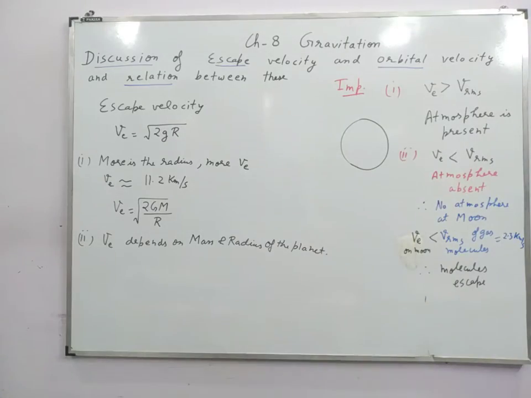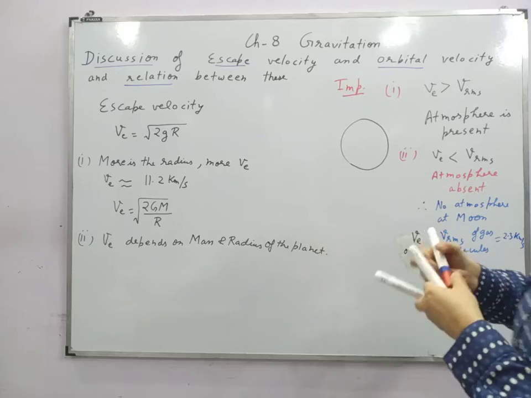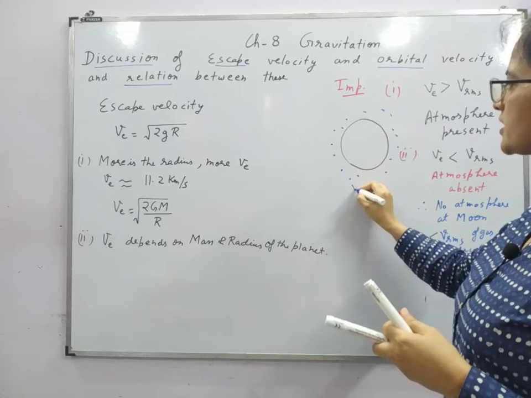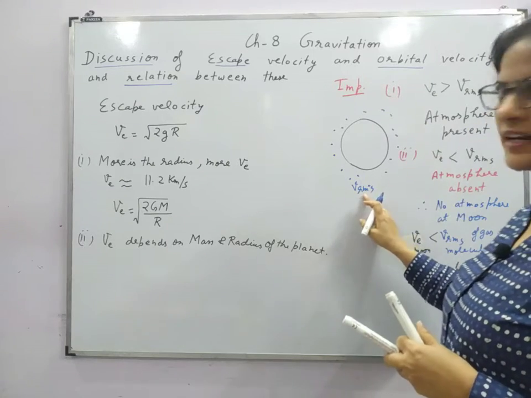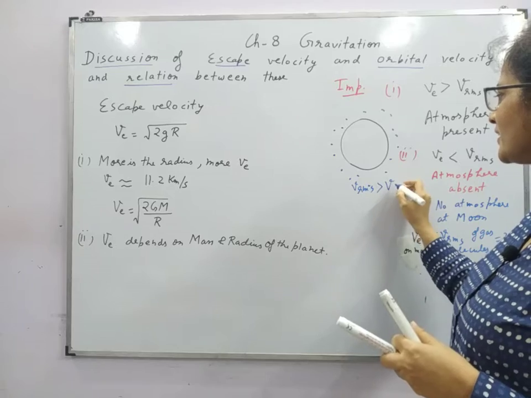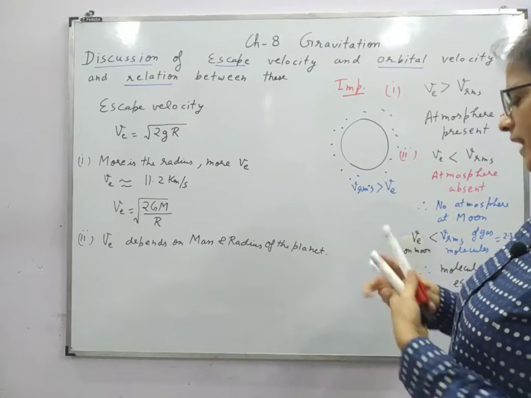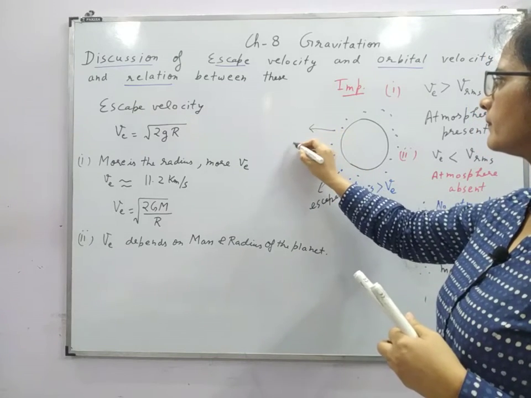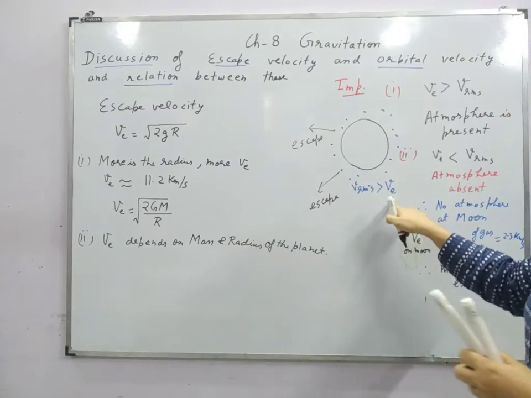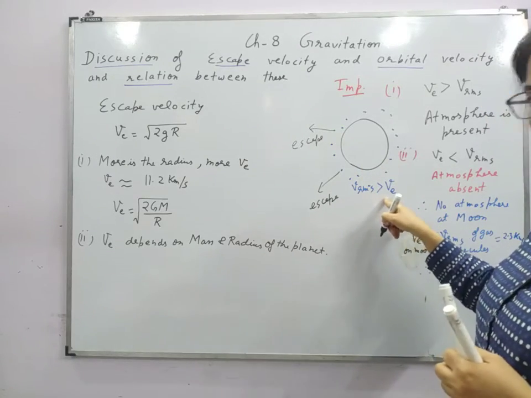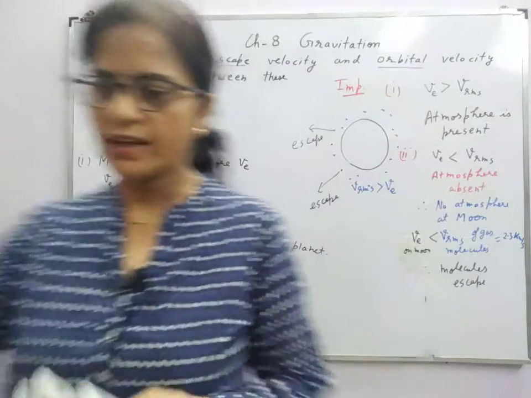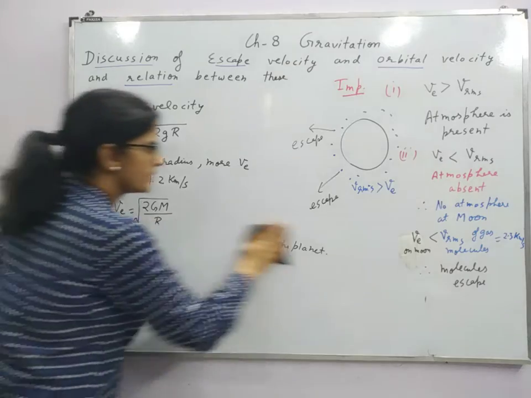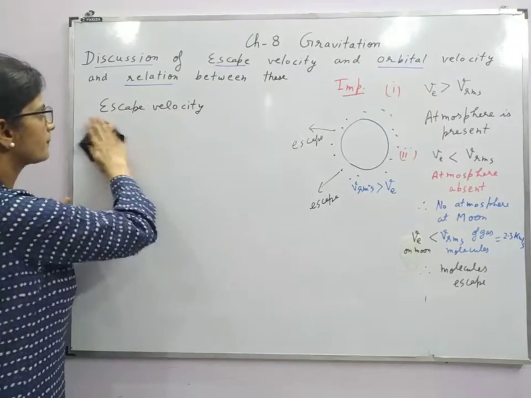Right? So for this, we can draw a symbolic diagram that if we have gas molecules over here, if this is VRMS, now if VRMS is greater than escape velocity, then these molecules will escape. Because this velocity is greater than the escape velocity, right? So this is always an important discussion. Now we'll discuss the orbital velocity formula.